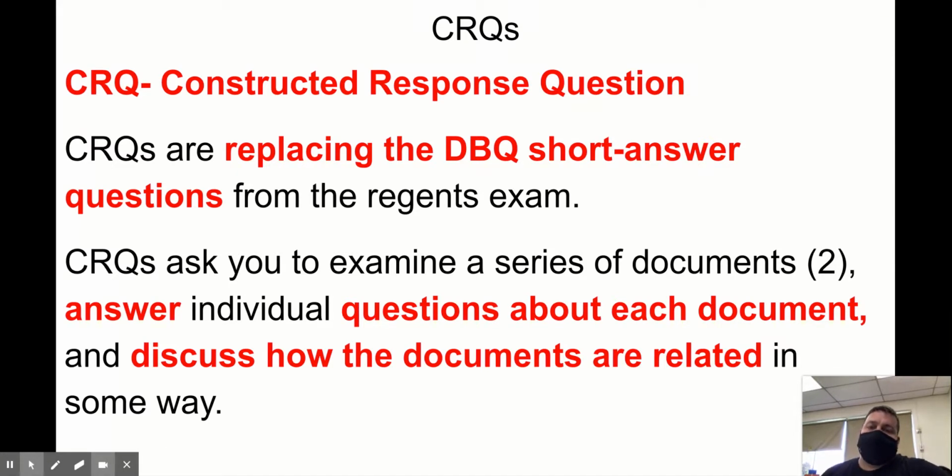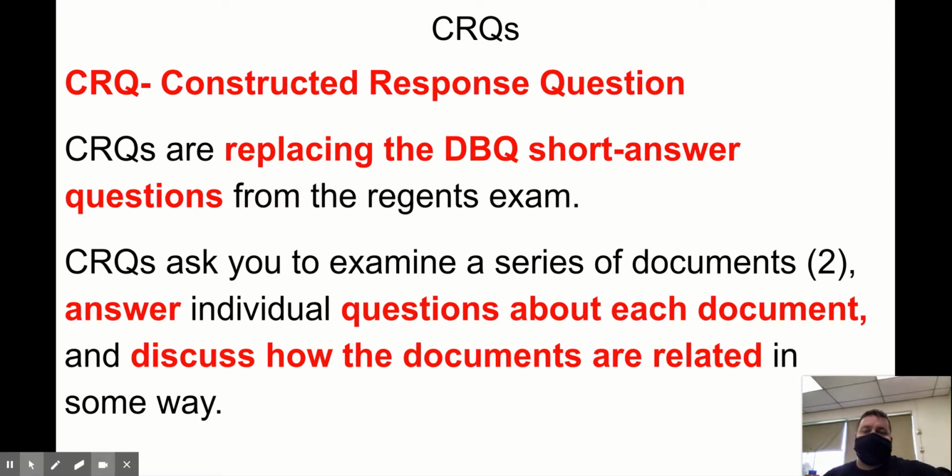Okay, so essentially CRQ stands for Constructed Response Question. This is basically going to take the place of DBQ short answer questions. You guys just did a DBQ essay where we got the document packet and each document had a couple of questions with it, one or maybe two. This is replacing that whole process. So the CRQs essentially are going to replace the DBQ short answer questions.